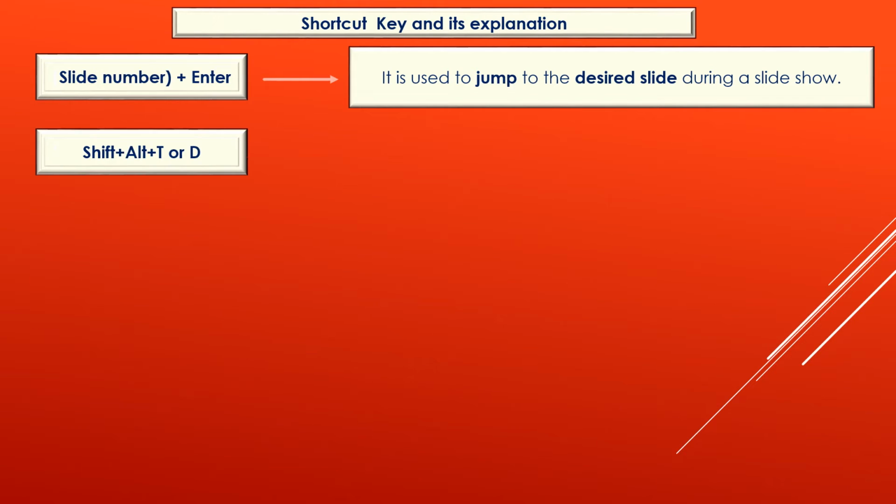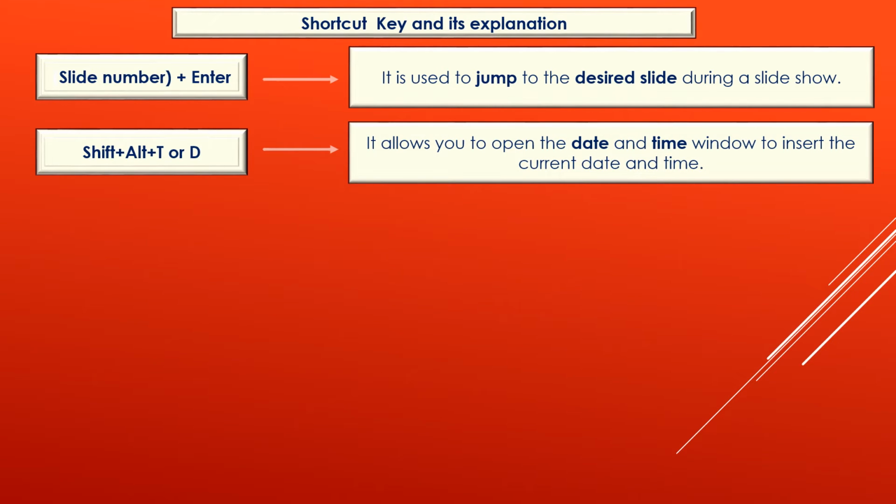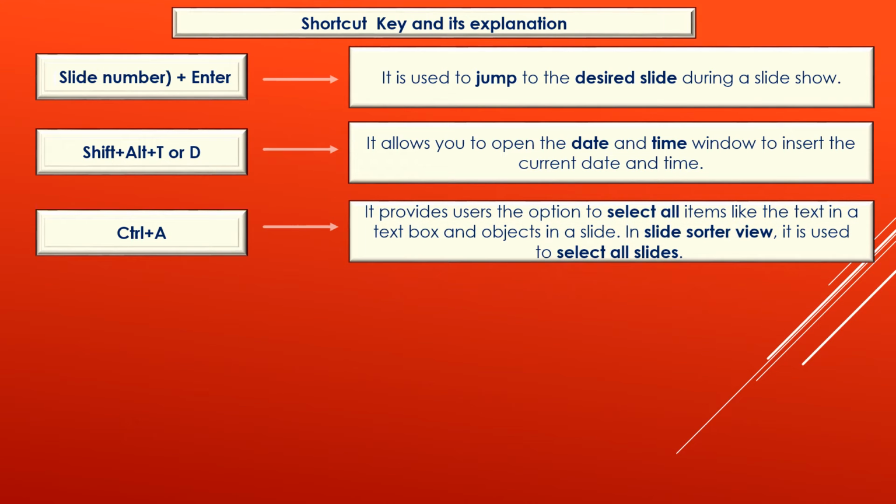Shift plus Alt plus T or D. It allows you to open the date and time window to insert the current date and time. Ctrl plus A. It provides users the option to select all items, like the text in a text box and objects in a slide. In slide sorter view, it is used to select all slides.